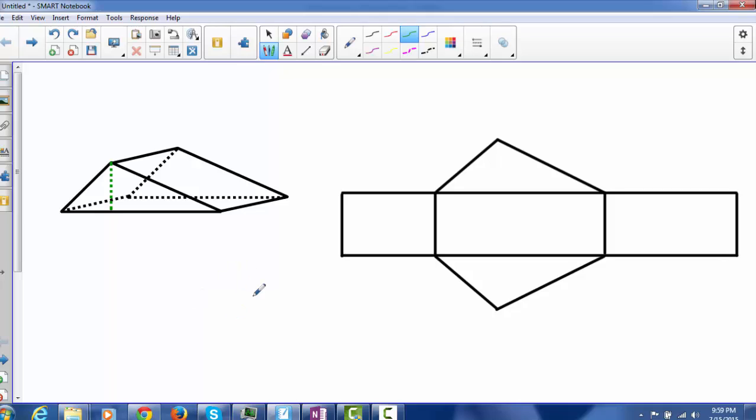As you can see, there are two triangular faces, they are congruent, and there are 1, 2, and 3 rectangular faces. And if we switch this drawing to a net, it's going to be very clear. There are 2 triangular faces and 3 rectangular faces.